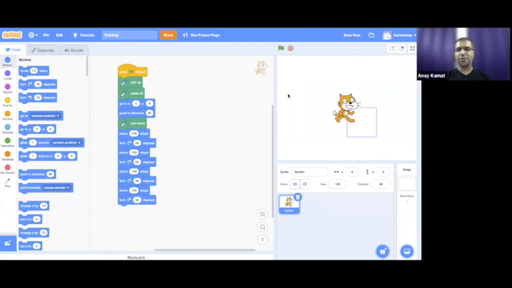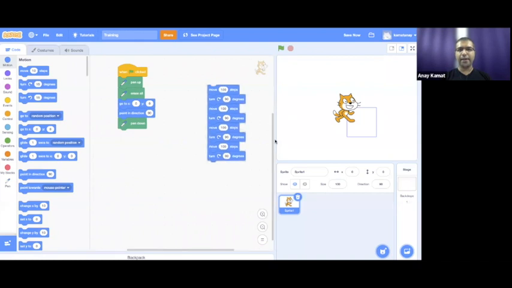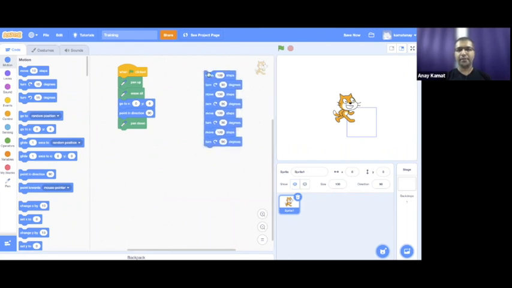So we have just drawn a square. As you can see, we have a square with us. This is the code that we have that gives us a square. All right. Let us keep this aside for now, and let us draw our next shape.